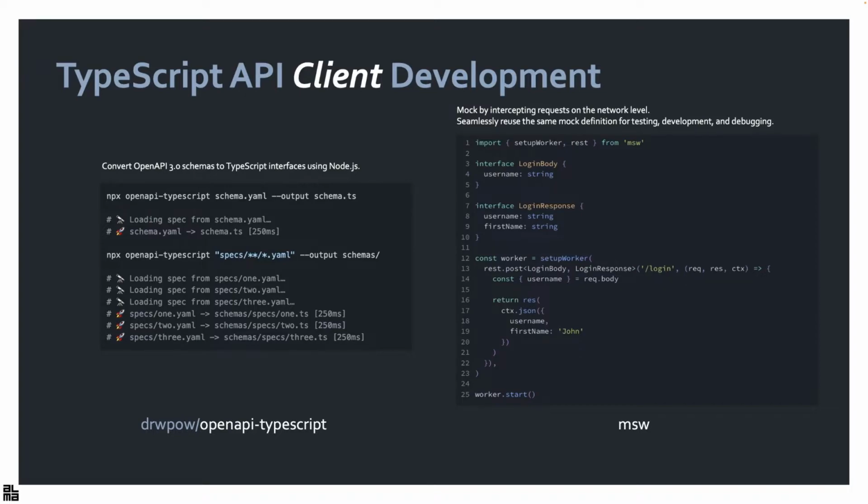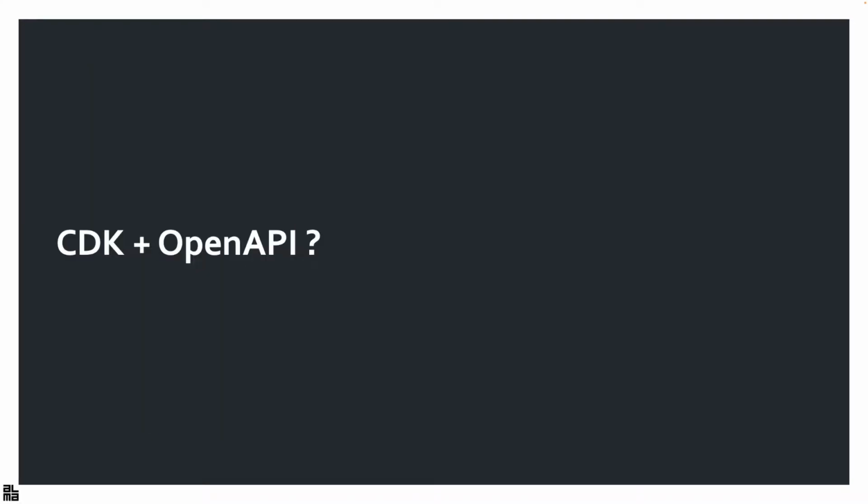It's just enough that they have the schema available from which they can generate the TypeScript types, and then they can mock the actual data while they're developing. That is really powerful. So what about OpenAPI with CDK?